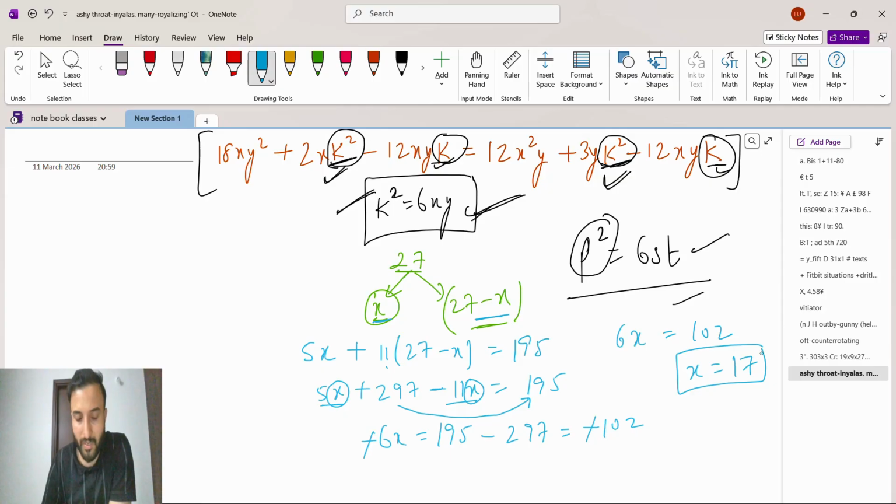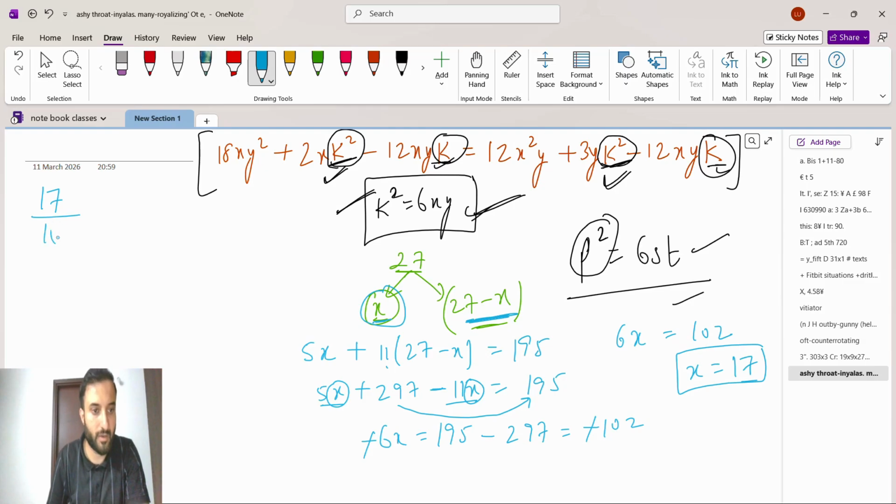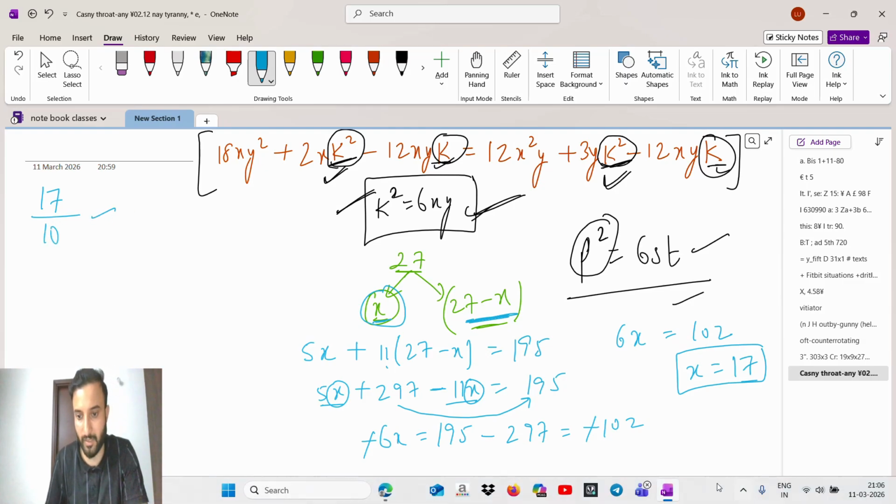x is 17. We have to find the ratio of first part by second part. The first part is x, which means 17. The second part is 27 minus x, and 27 minus 17 is 10. The answer is 17 is to 10. Yes, correct.